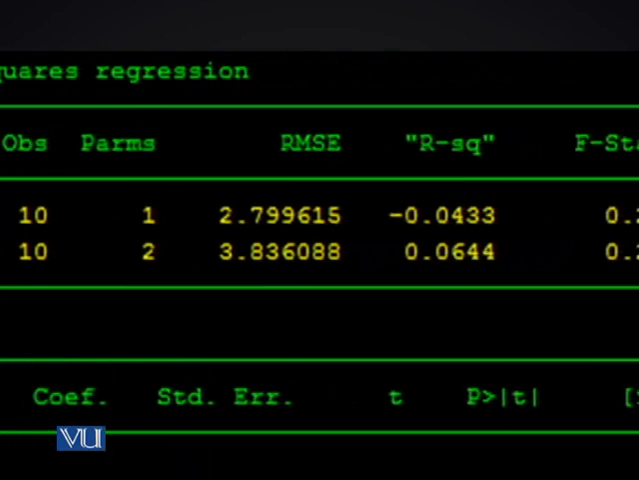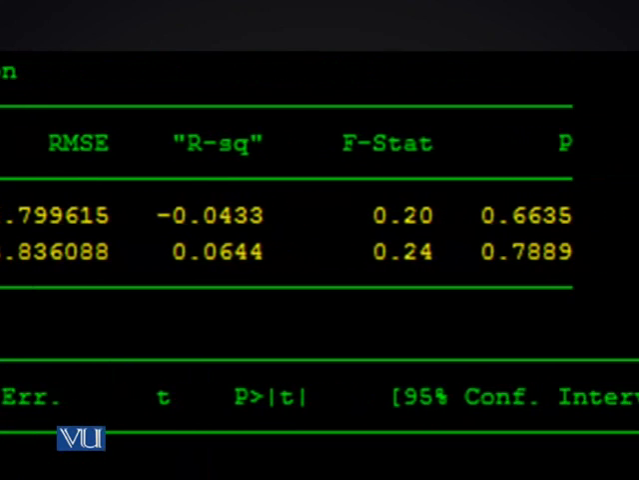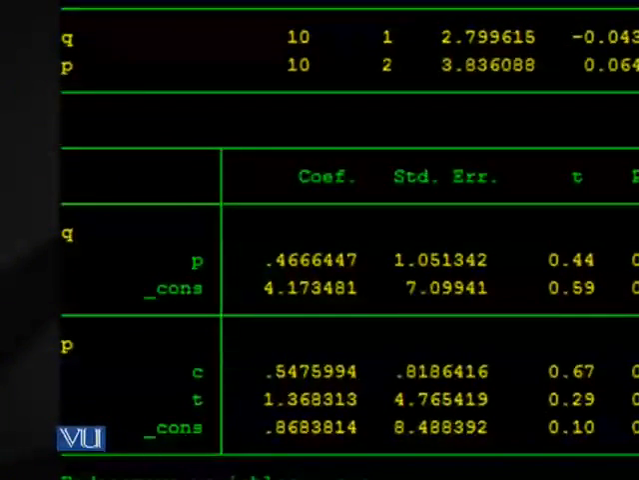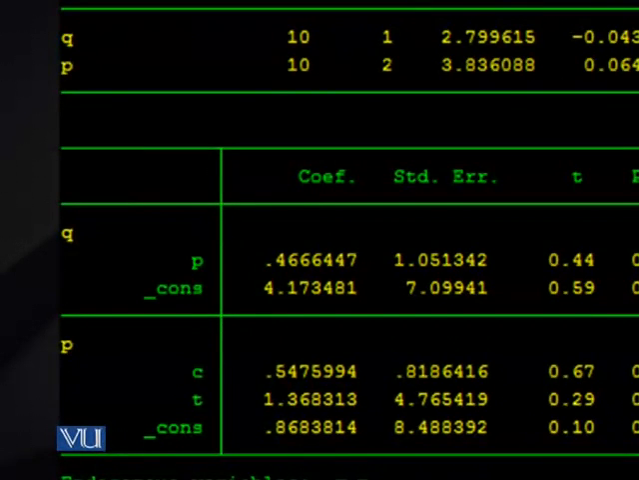Root mean square error, R square and F statistic have the usual meaning. The second part is divided into two. The first one is the second stage result. The second one is the first stage result. In the second stage result you get the coefficient of P as 0.4667. It is identical to the coefficient that you obtained earlier by using Microsoft Excel. So it is the same. Similarly, you have 4.17 as the intercept. These are the two-stage least square estimates of the market model that you have been discussing previously by using Microsoft Excel. Now you have got it through the Stata command.